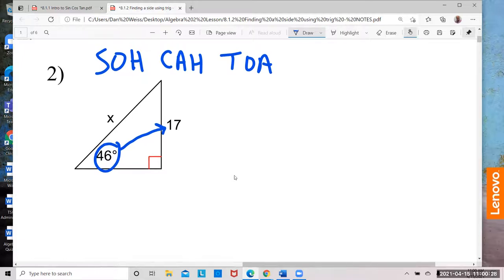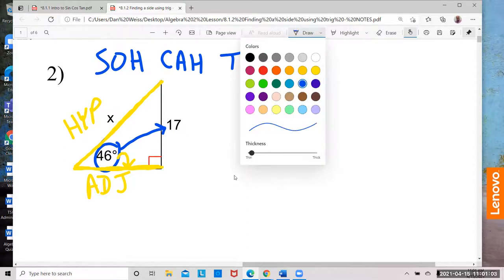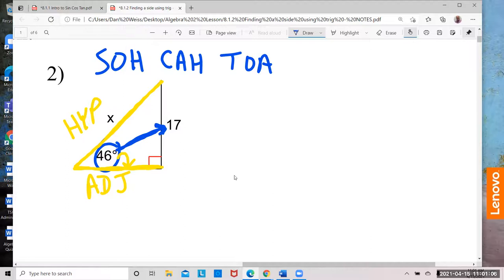So this angle makes up the 46 degrees, right? Okay. So in the angle, you're going to have the hypotenuse and the adjacent. Adjacent means next to, okay? This 46 is next to this side here, okay? So this 17 is across from 46. It's opposite. Does that make sense? Yeah.